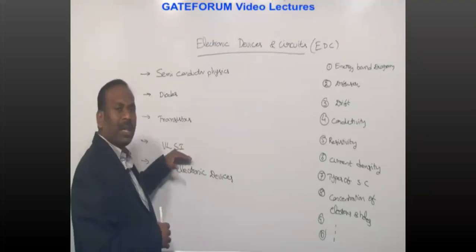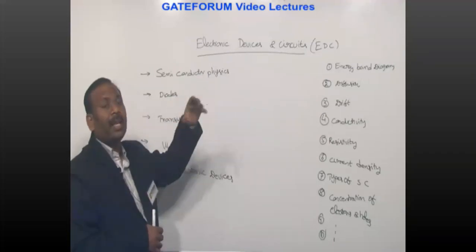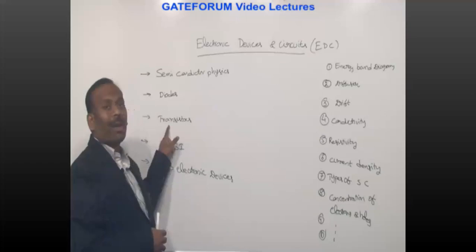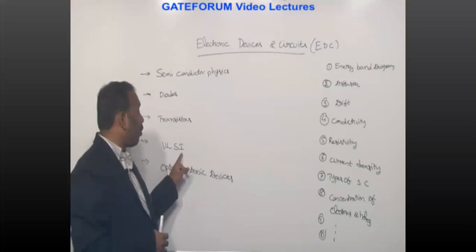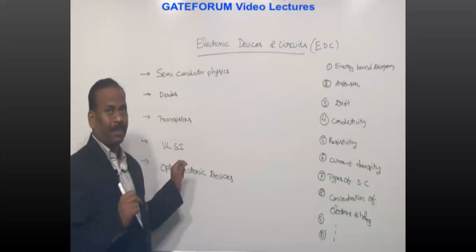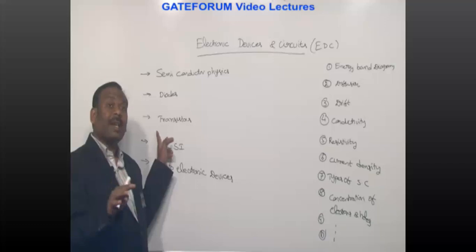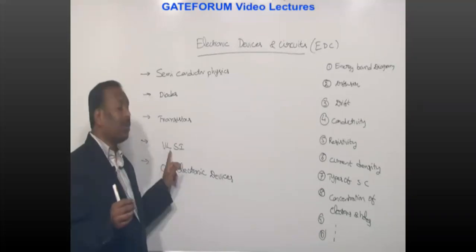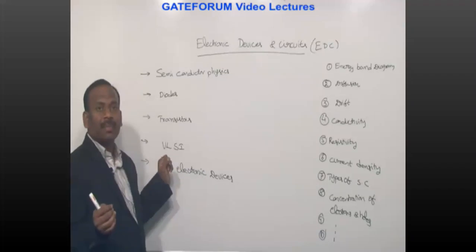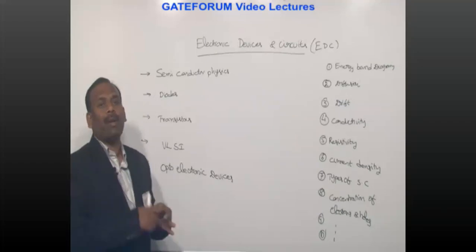VLSI is one of the important topics nowadays. If you see, before 10 years there were fewer questions on VLSI and more questions on transistors: bipolar junction transistors, field effect transistors, metal oxide semiconductor field effect transistors. But nowadays more questions are coming from MOSFET and VLSI. In olden days there were more questions on BJT. But nowadays there are more questions on MOSFET, how a MOSFET behaves, characteristics of a MOSFET, and some theoretical questions are from VLSI. Then comes optoelectronic devices, where we are going to see LED, photodiode, avalanche diode, all these things.